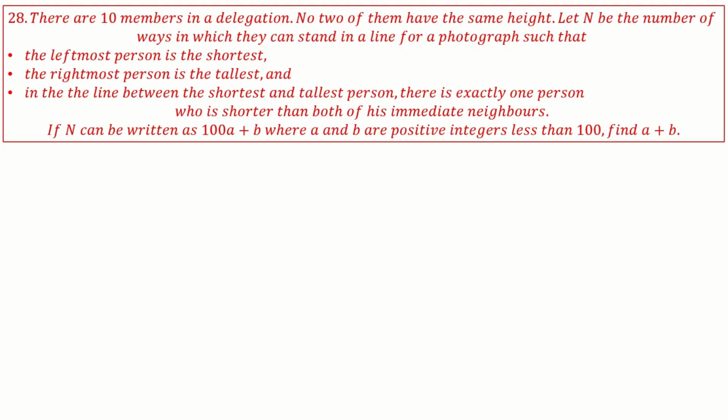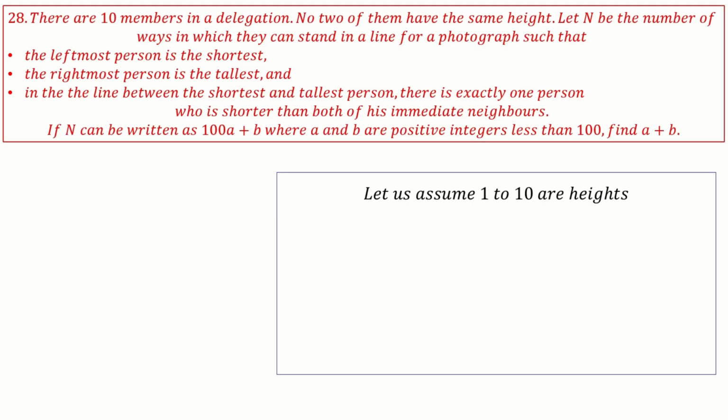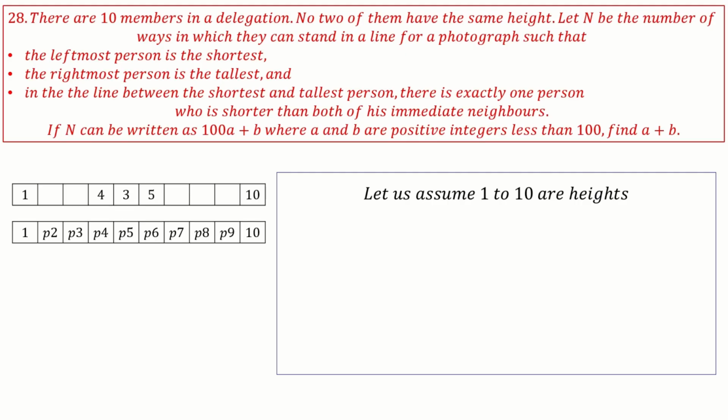Now let's see how to first understand the question, then we can go and solve it. Let us assume 1 to 10 are their heights, because no two of them have the same height, so all are different. I am taking 1 to 10 in ascending order. Now they will be arranged in this way. 1 is on the leftmost, 10 is on the rightmost. These two are fixed, and the only variables are in between.